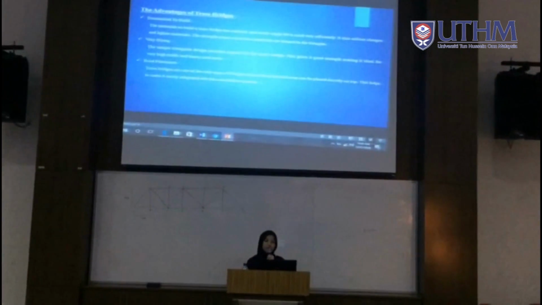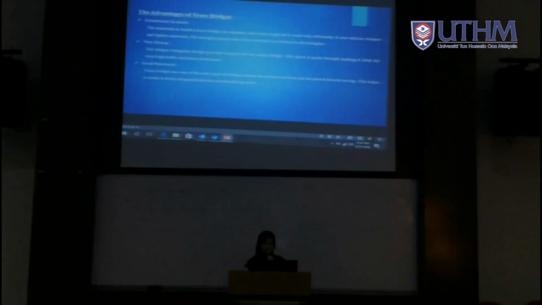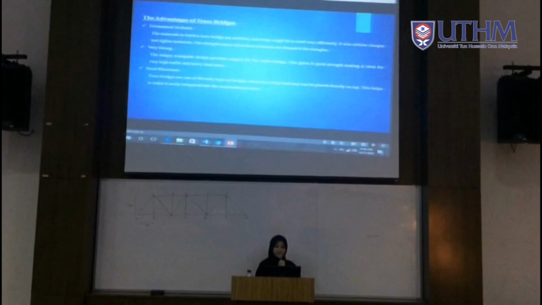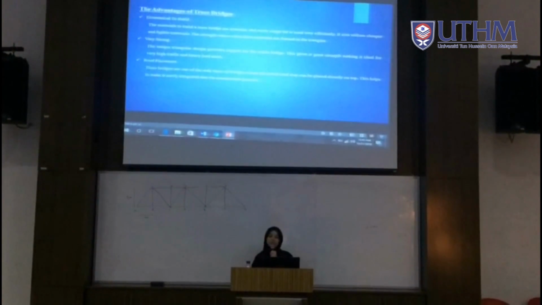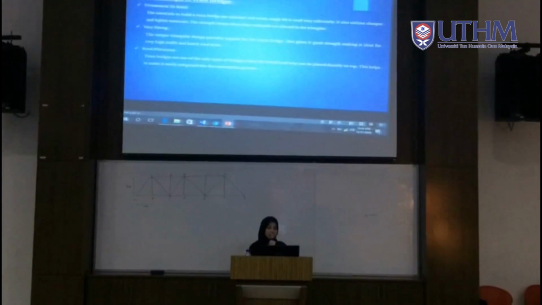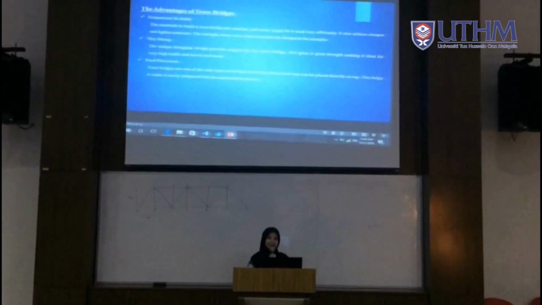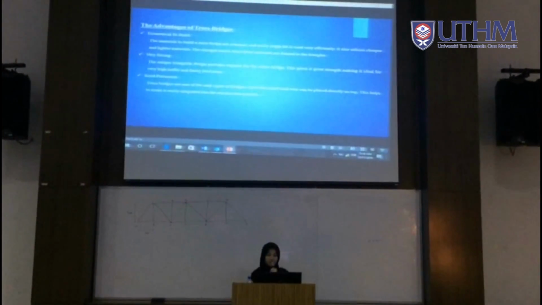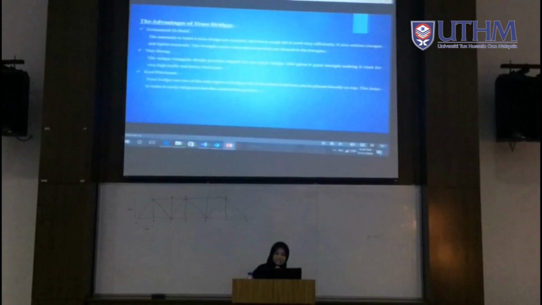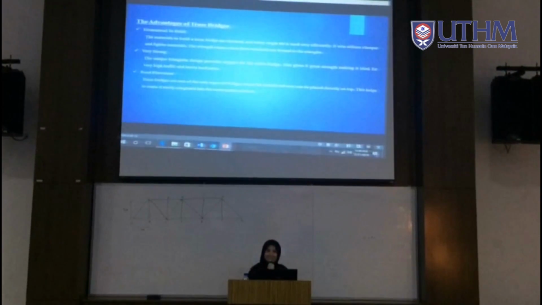Okay, next is very strong. The unique triangle design provides support to the entire bridge. The design is a great strength, making it ideal for very high traffic and heavy load areas. Last advantage is the road placement. Truss bridge is one of the only types of bridge where an actual roadway can be placed directly on top. This helps to make it easily integrated into the construction process.